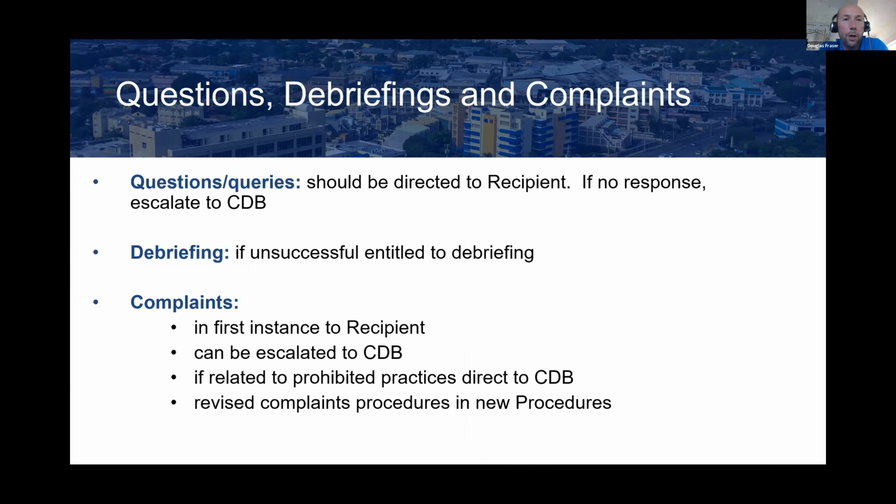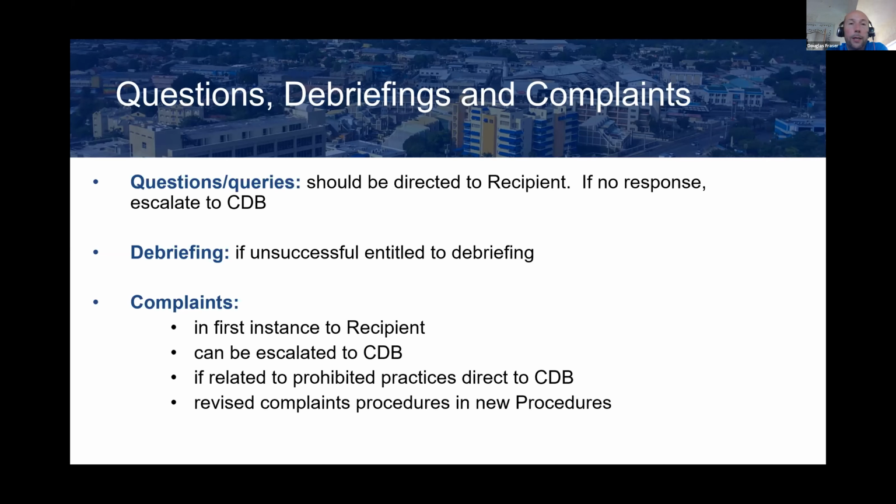Just to conclude, we know procurement doesn't always run smoothly. We know there are problems. We know some of the countries have capacity constraints. So what should you do if you're not getting the right answer or you're not getting any answer at all? Well, in the first instance, queries should be directed to the recipient who's executing the project. And then if you're not getting responses, please escalate it to us.